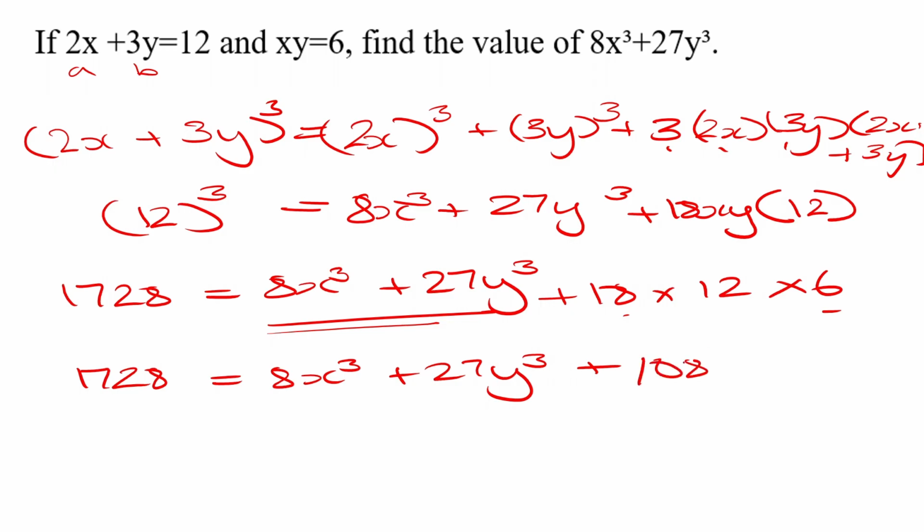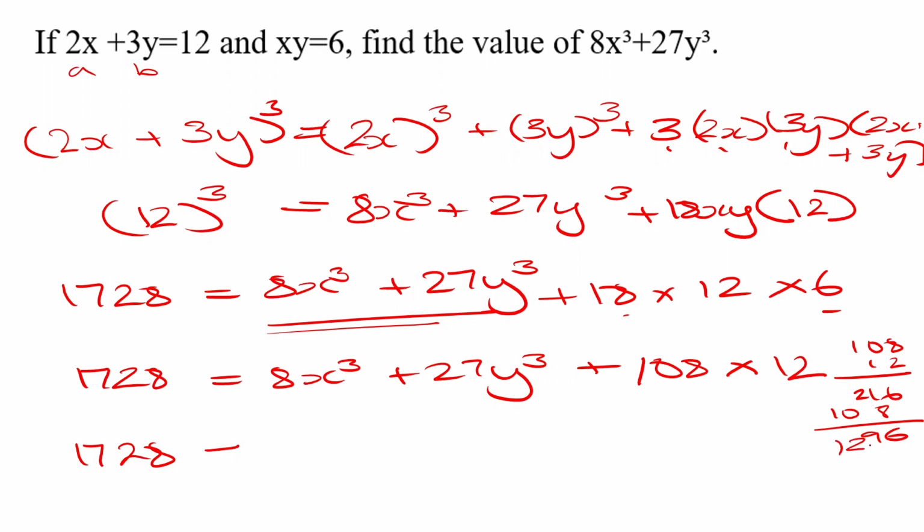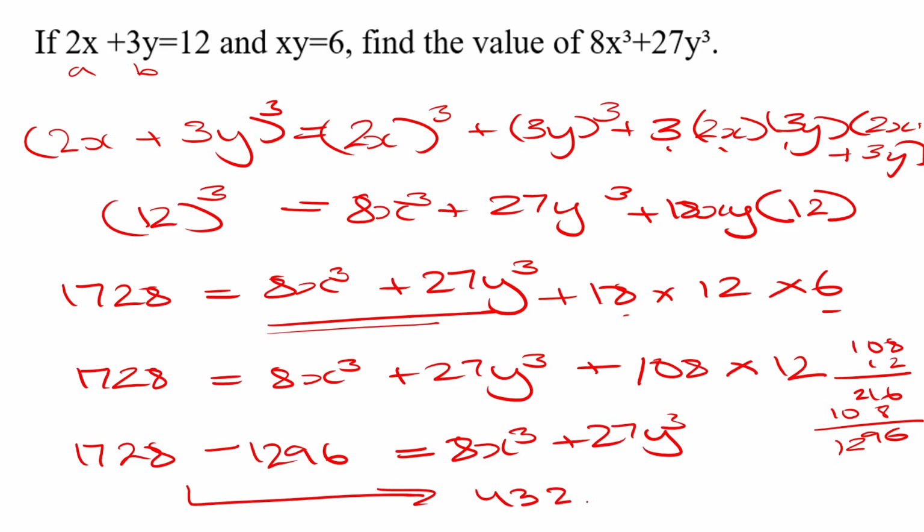That gives you 108 times 12. Now 1728 minus, what do you get, 108 times 12? Taking this as 216, 108, 6, 9. And over here, you get 1296. So 1296 is equal to 8x cube plus 27y cube. Now when you simplify this, the answer that you get is 432, which is the correct answer. Right, now this is one method of solving it.